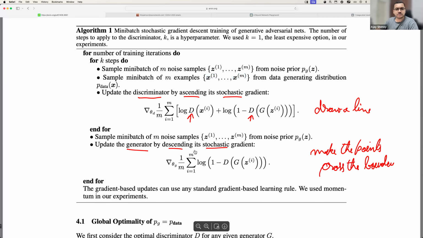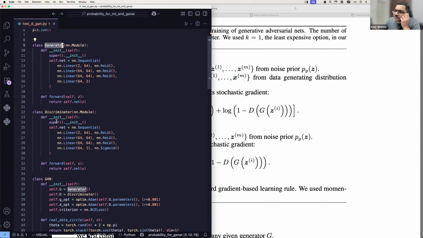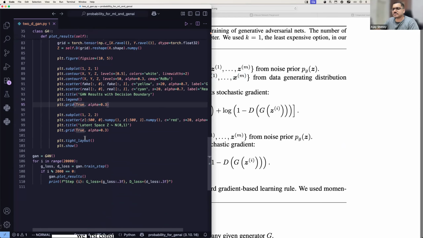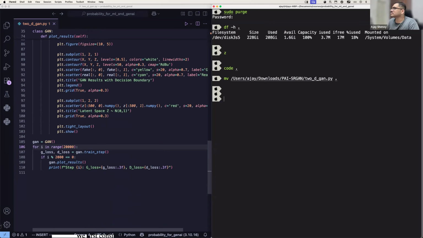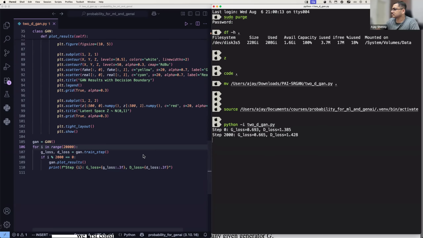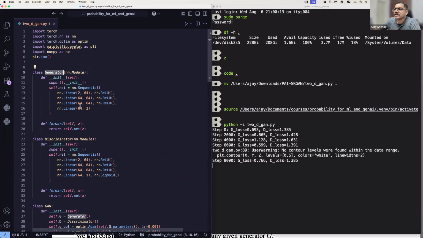So if we go through, we can look at the code to generate this. So we have a generator, we have a discriminator, and we have the final GAN architecture in this. Okay. And I haven't run this code. Okay, seems to be running so far. All right. Okay. So let's analyze step by step.